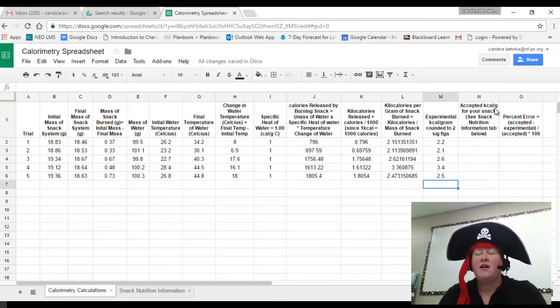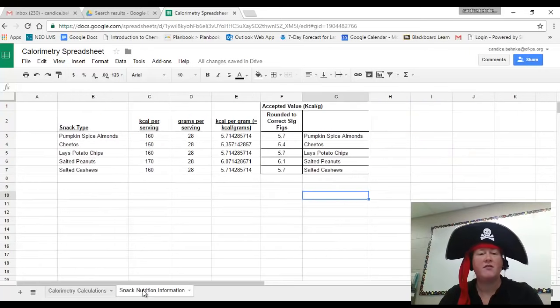Now, the next thing that we're going to do is we're going to compare our experimental kilocalories per gram to the accepted value for your snack. What you need to do now is you need to find the nutrition information for your snack. Right down here in the snack nutrition information, you can click on it, and depending on the snack you had, will give you the information. For this trial, I used the Cheetos.